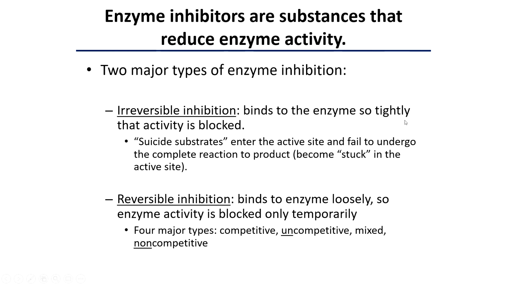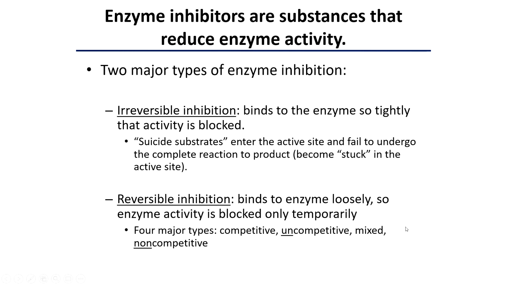Irreversible inhibitors bind to the enzyme so tightly that activity is blocked forever. These are sometimes referred to as suicide substrates that enter the active site and then basically break the enzyme so that it's not able to unbind that inhibitor, and the enzyme is broken forever, can never bind another substrate ever. We're actually not going to talk about irreversible inhibitors. There's not too many of those in biological systems.